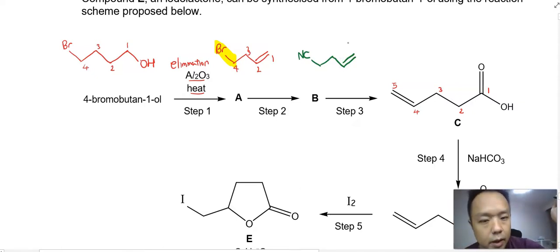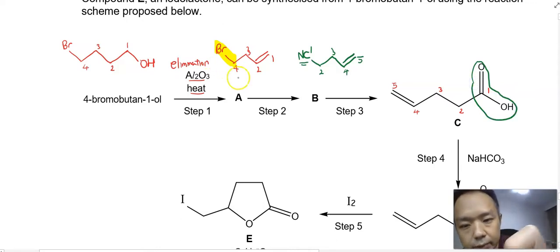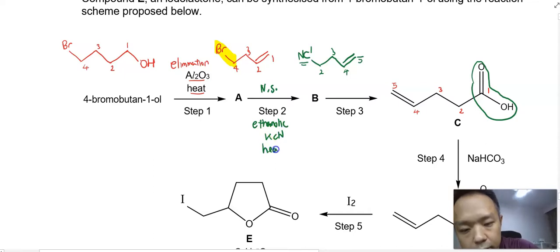Alright. Now from there you can take a look. If I just draw the comparison of 5, 4, 3, 2, 1. Alright, and therefore I can convert the CN to a carboxylic acid. Okay, so you can see the first step basically is to do a nucleophilic substitution using ethanolic KCN, heat under reflux.